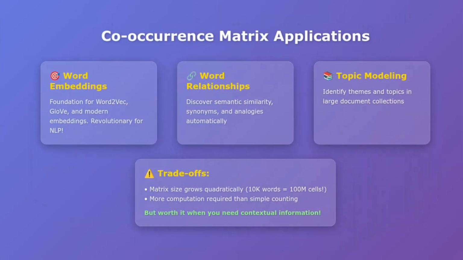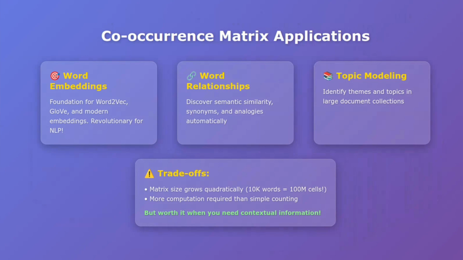So why go through all this extra complexity? What do co-occurrence matrices unlock? First and most importantly, they're the foundation for modern word embeddings. Algorithms like Word2Vec and GloVe use co-occurrence statistics to learn dense vector representations of words. This was revolutionary for NLP.